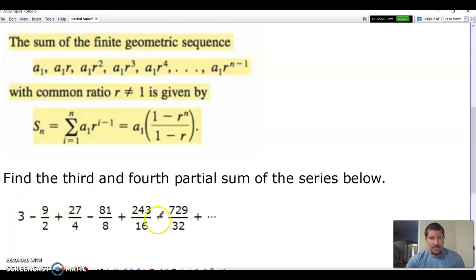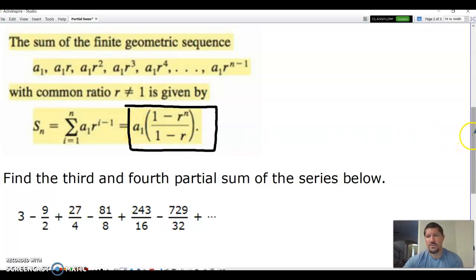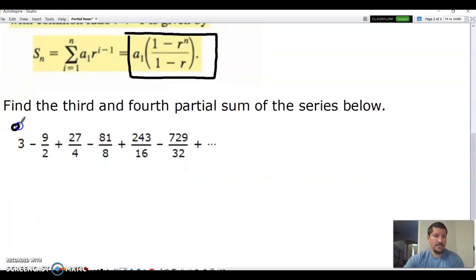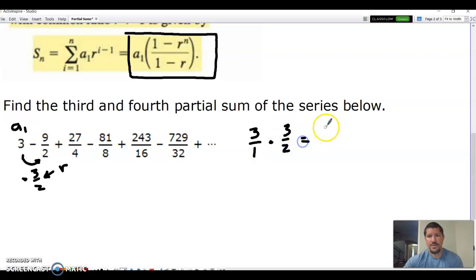Eventually they get a little bit harder and become fractions. I would suggest once they become fractions, you start using this formula, a sub 1 times 1 minus r to the n over 1 minus r. So you have to find r. So that's a sub 1. How did I get from here to here? Well, I multiplied by 3/2. That is my r. Okay, the reason I know that is because 3 over 1 times 3 over 2 is 9 over 2. Actually, it's negative 3/2 because of the minus.